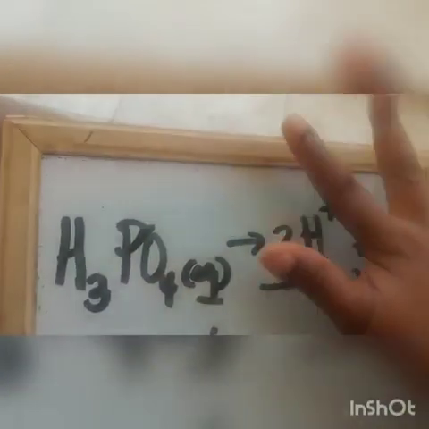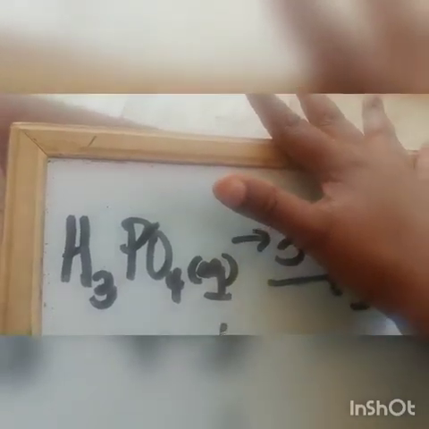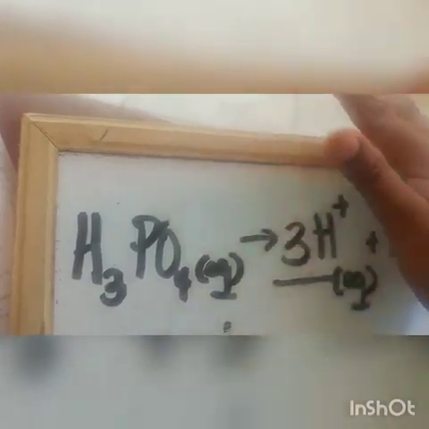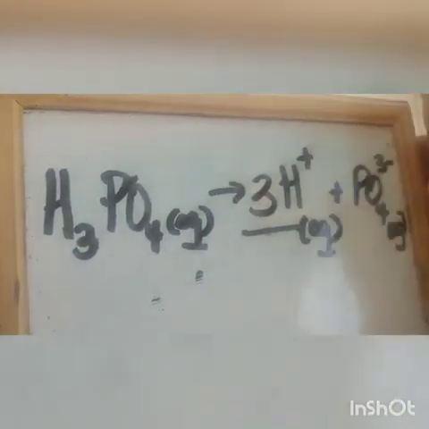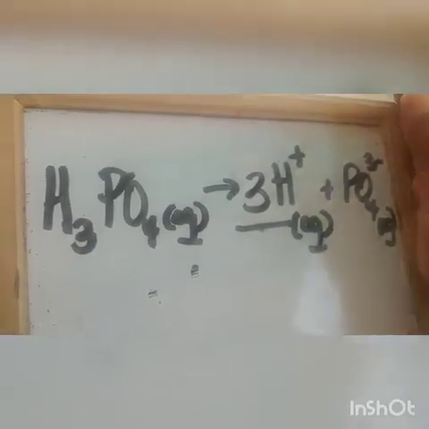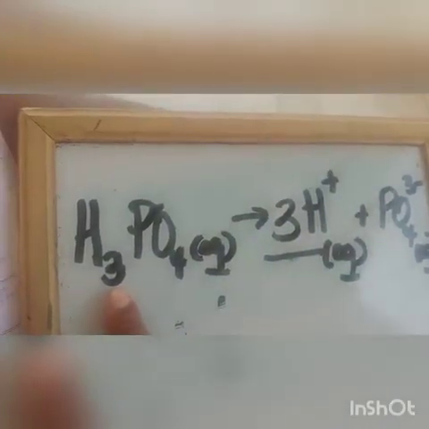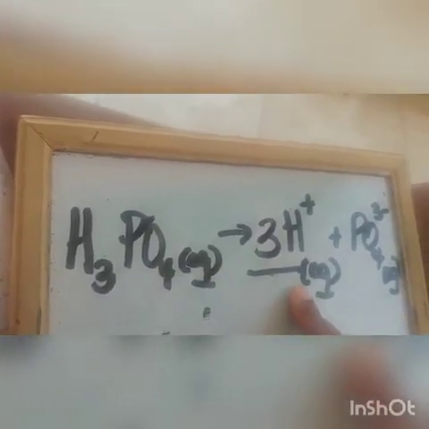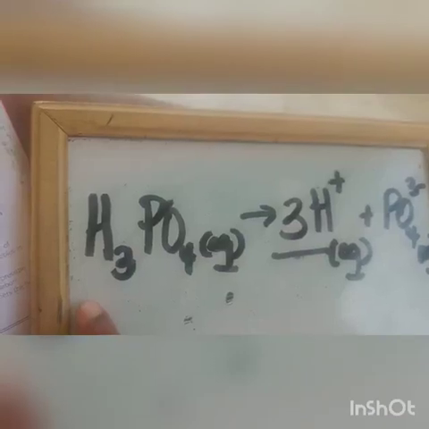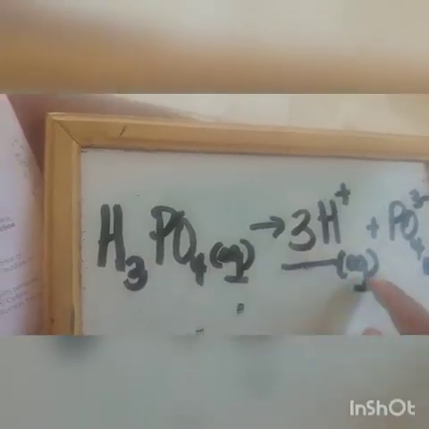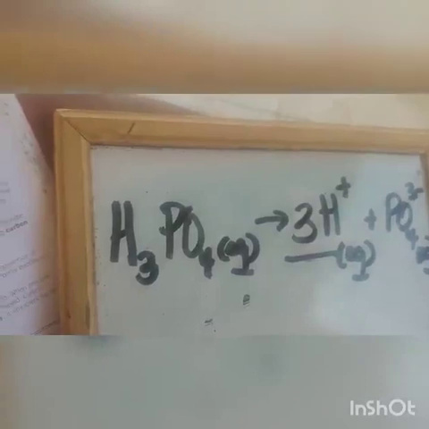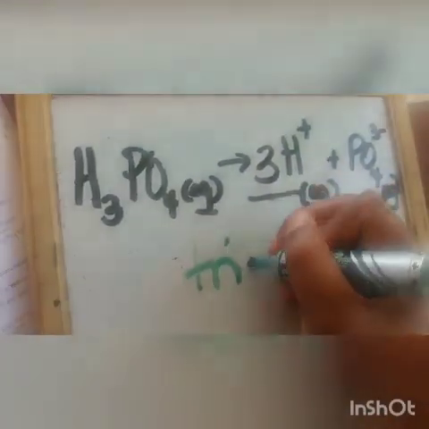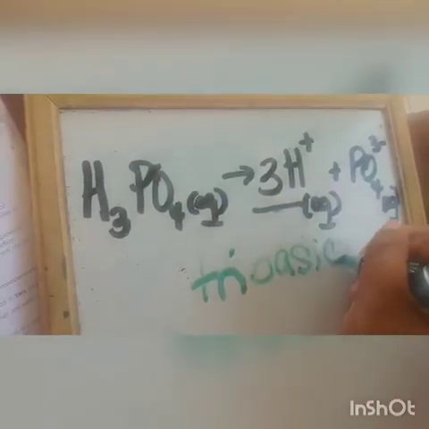Looking at phosphoric acid, the formula for phosphoric acid is H3PO4 aqueous. So phosphoric acid, when it dissolves in water, produces 3 H plus ions aqueous as well as 1 PO4 3 minus aqueous. So when one molecule of phosphoric acid dissolves in water, it produces 3 H plus ions, right? Or when 1 mole of phosphoric acid dissolves in water, it produces 3 moles of H plus ions. So because it's 3, we are going to use the prefix tri, meaning 3, to indicate that this is a tribasic acid.